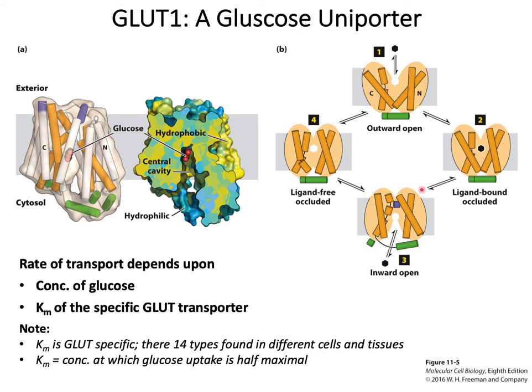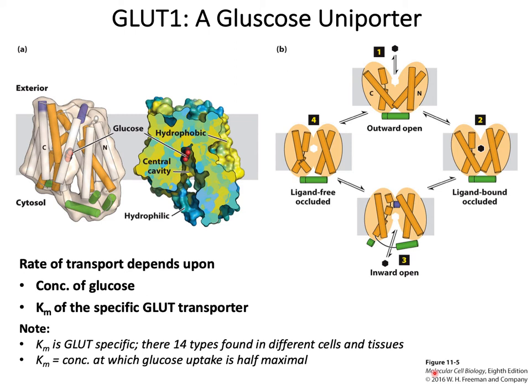So why do we have so many different GLUT proteins? Each one of them has a different Km, which means that each one of them binds to glucose with a different affinity: high affinity, medium affinity, low affinity. For example, GLUT2 in the liver has a Km of 20 millimolar. It increases the uptake after a meal when the blood glucose is about 10 millimolar, and releases glucose when blood glucose level drops to about 5 millimolar or below.